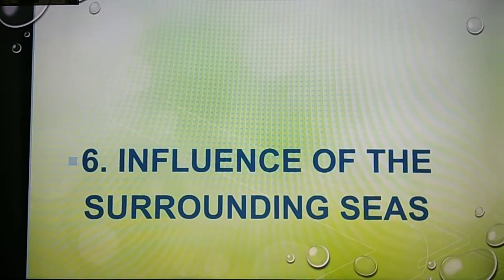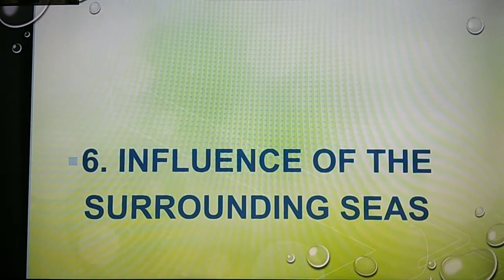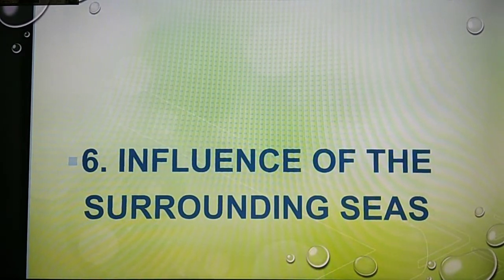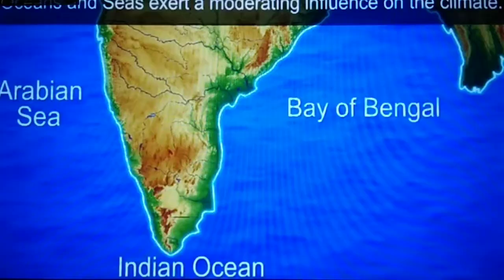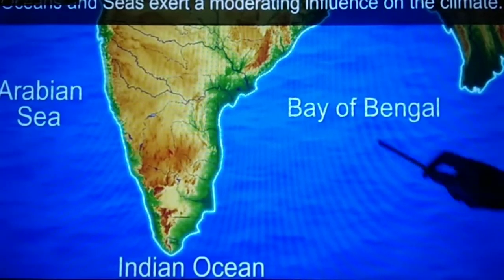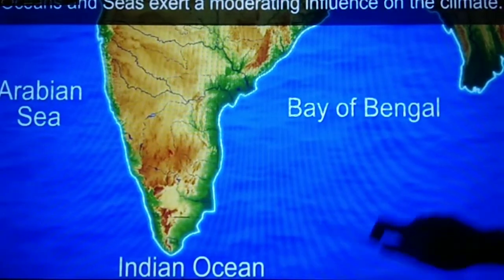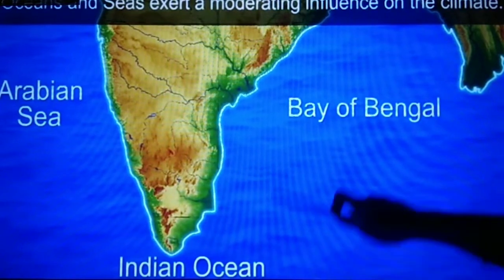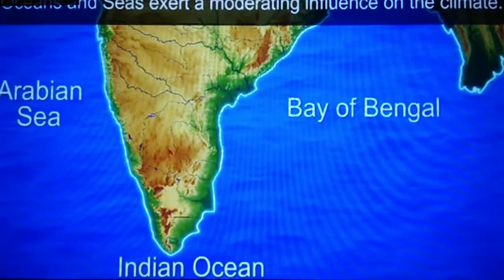The next one is the influence of the surrounding sea. This is the sixth factor which is deciding the climate of India. As we know that India is surrounded by three water bodies, the Indian Ocean, the Bay of Bengal and the Arabian Sea.